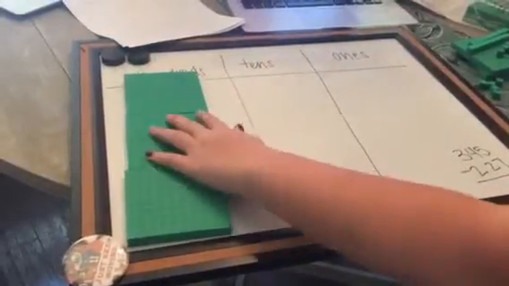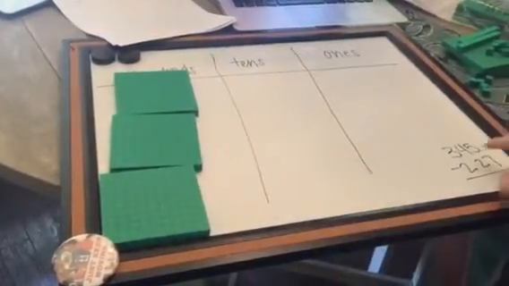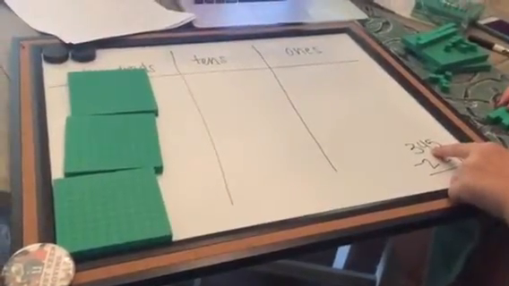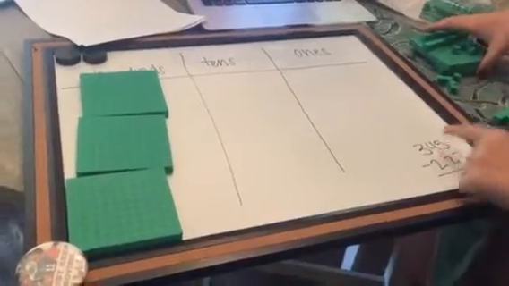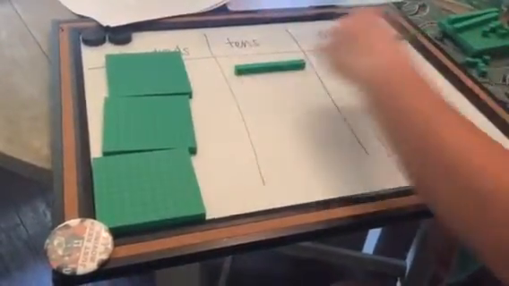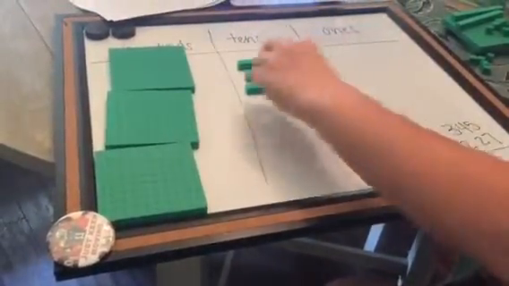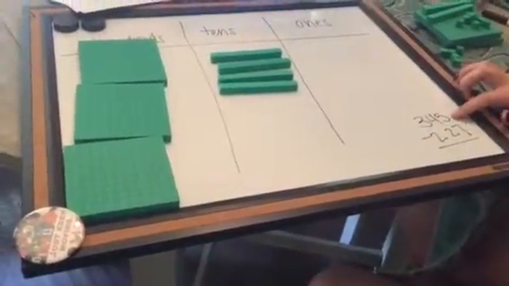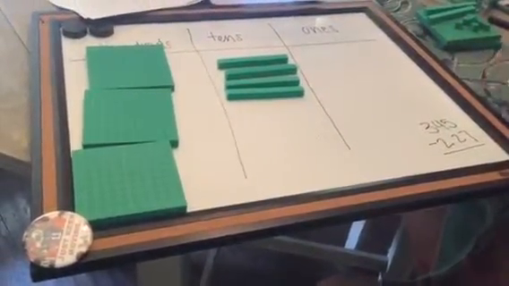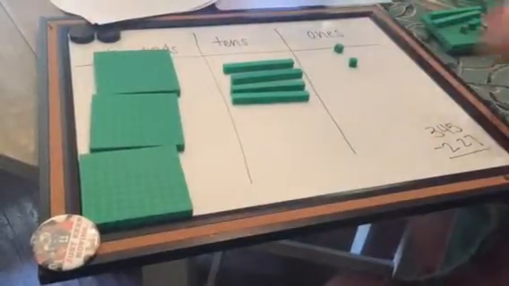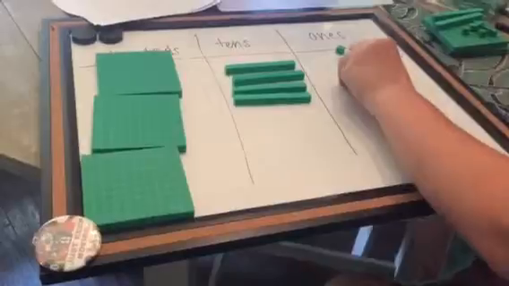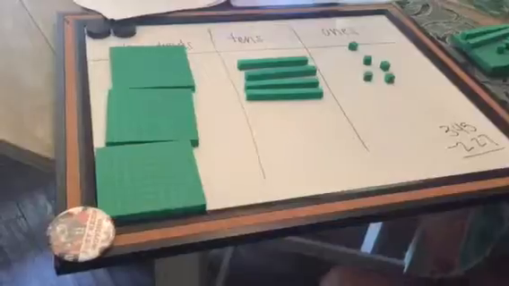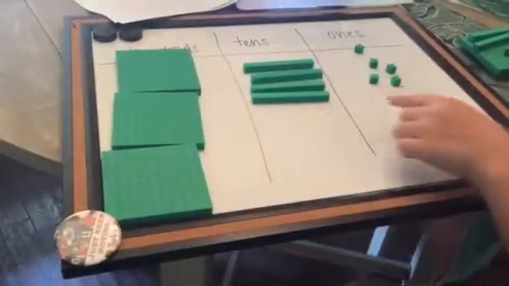Next I will represent the second number by using 4 tens blocks. 1, 2, 3, 4. Now I'm going to represent the ones column by putting 5 ones blocks. 1, 2, 3, 4, 5. So as you can see, I have 3 hundreds, 4 tens, and 5 ones.